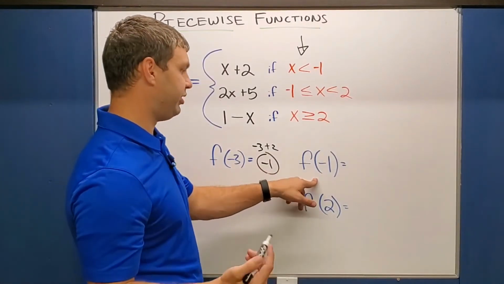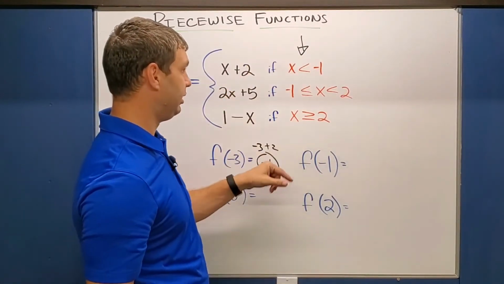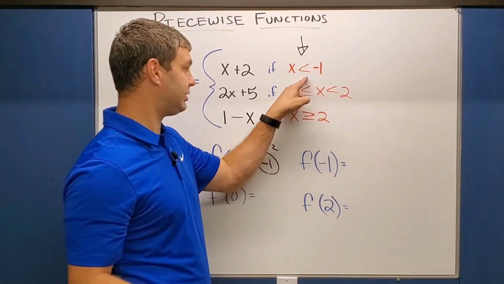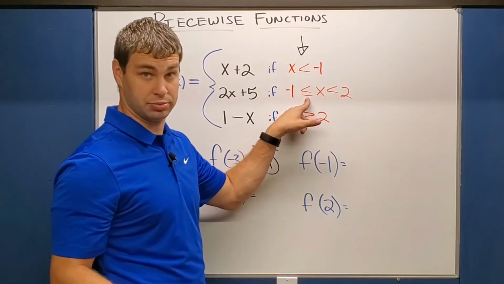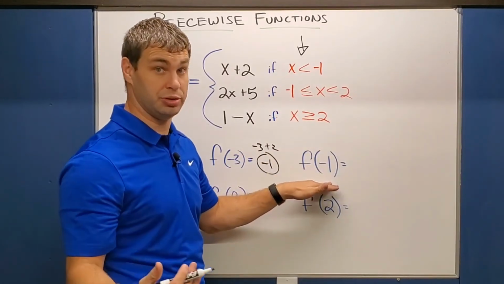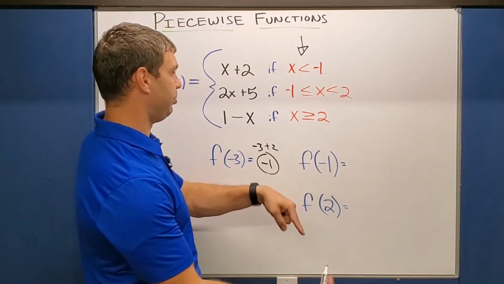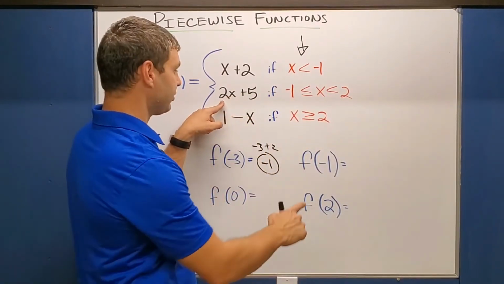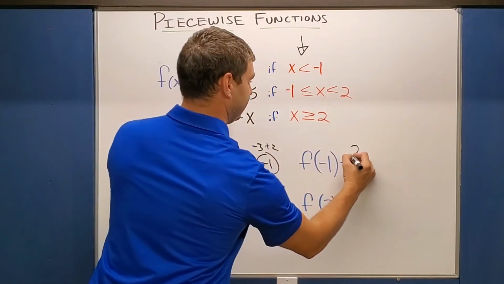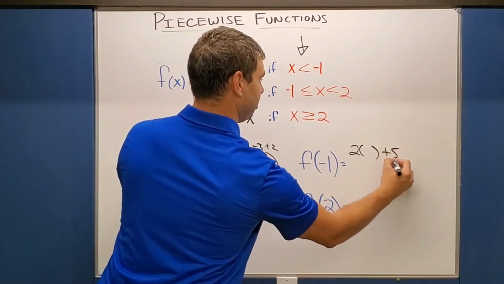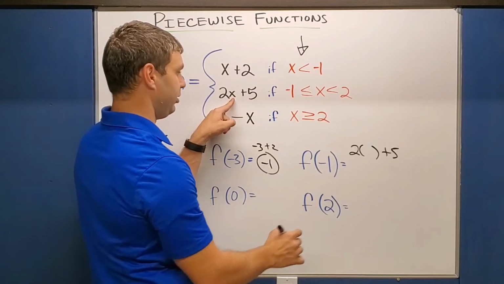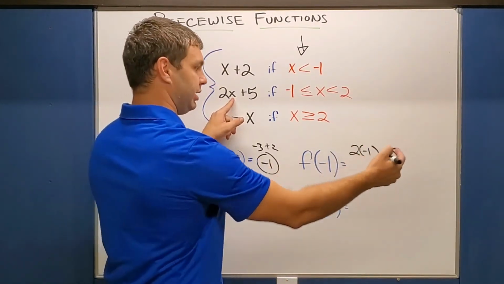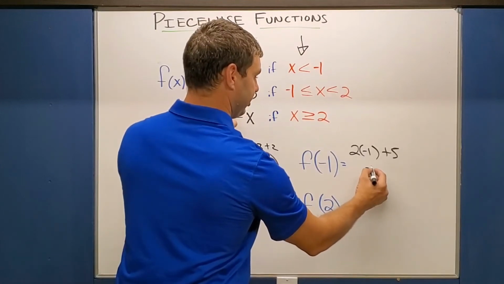Okay, what about f of -1? Where does that fall in line? Well, here's a -1 and here's a -1, but I can only use it where it's less than or equal to, okay? Because it's equal to -1 here. So at -1, I'm plugging it into this portion of my piecewise function, and at -1, that means I need to replace my x with -1. So I'm going to replace the x here, -1. 2 times -1 is -2. -2 plus 5, of course, is 3.